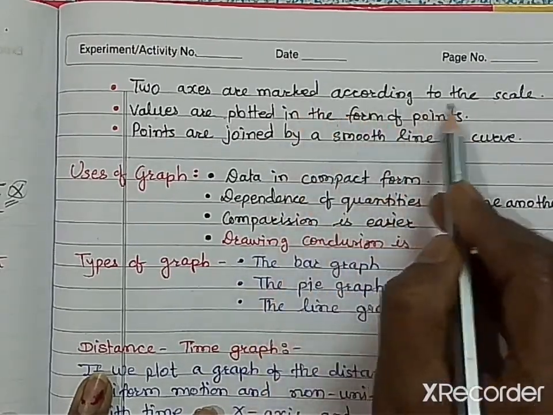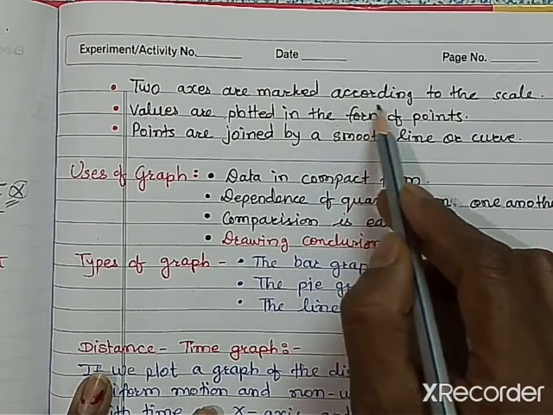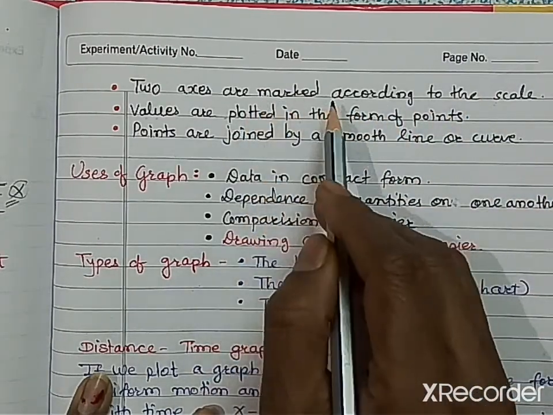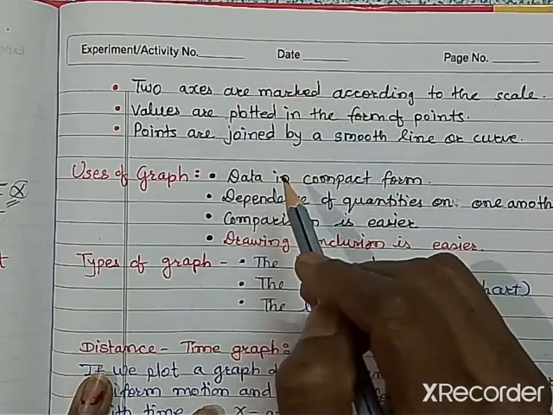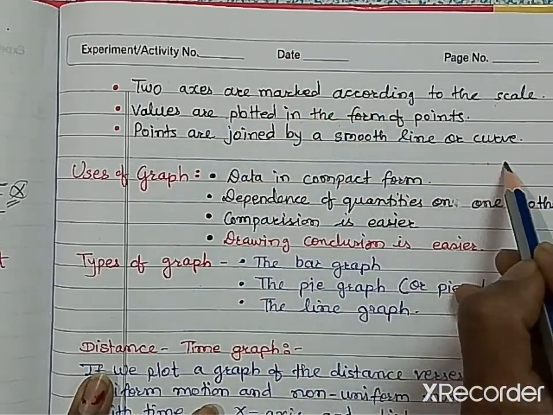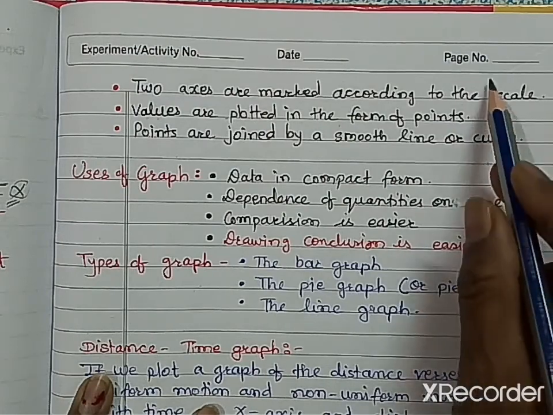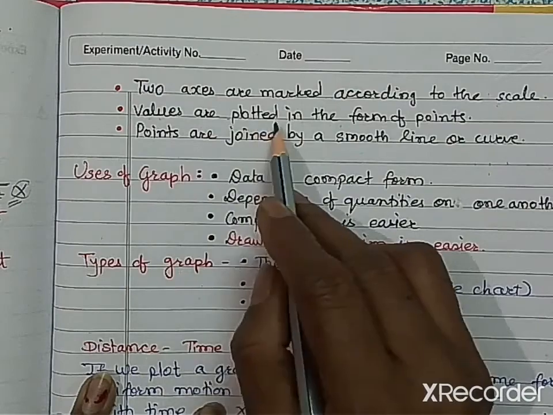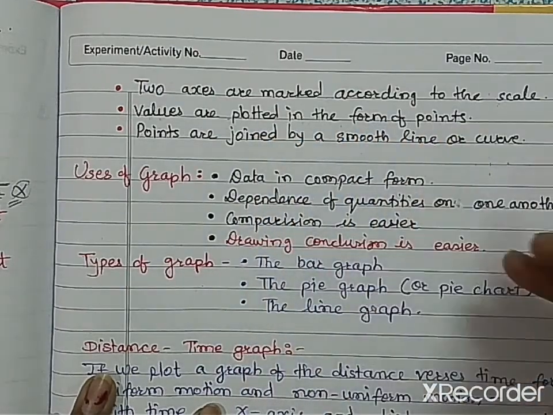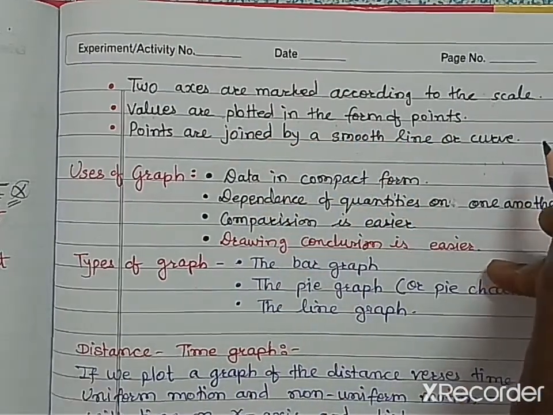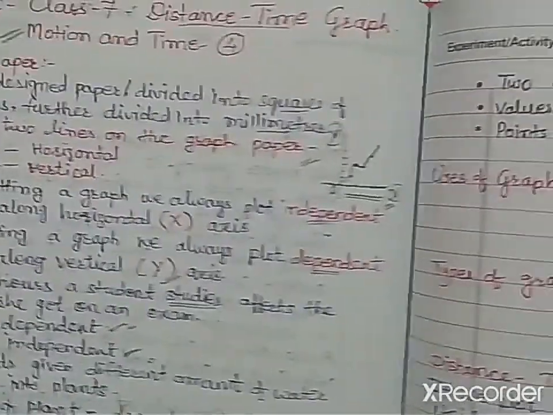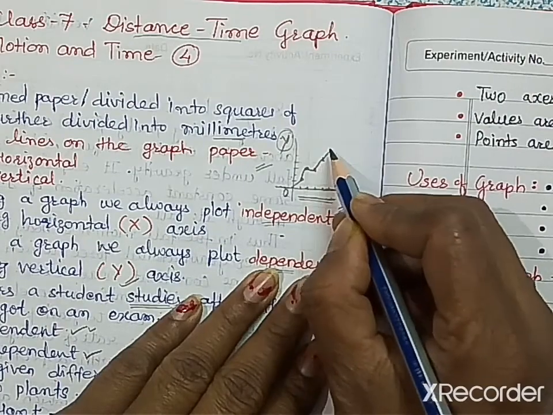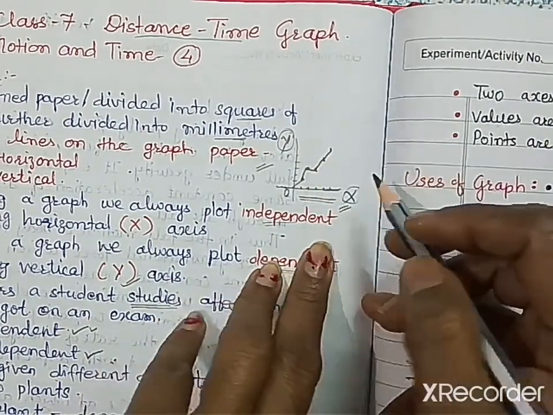After deciding the scale, what we do is mark the values on both the axes. Suppose time is there, so we write 1 2 3 4 5 for time here, and then the values of distance we write on the y-axis. Then whatever values are there, we plot them in the form of points. You can see here, suppose these are some points that we get according to the values of the data.